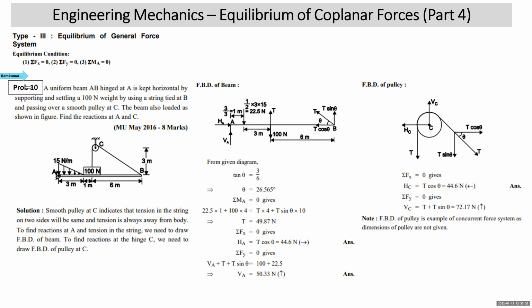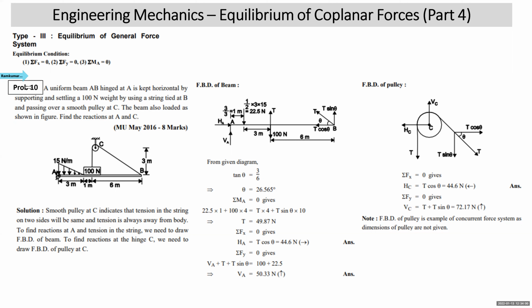Second point to be noted while reading this sum: there is a string passing over the smooth pulley at C. What does that mean? Tension in the string on the two sides will be the same. We had discussed this when I was discussing free body diagram concepts: if a string, wire or cable is taken around a frictionless or smooth pulley, tension in the rope on two sides will be equal.